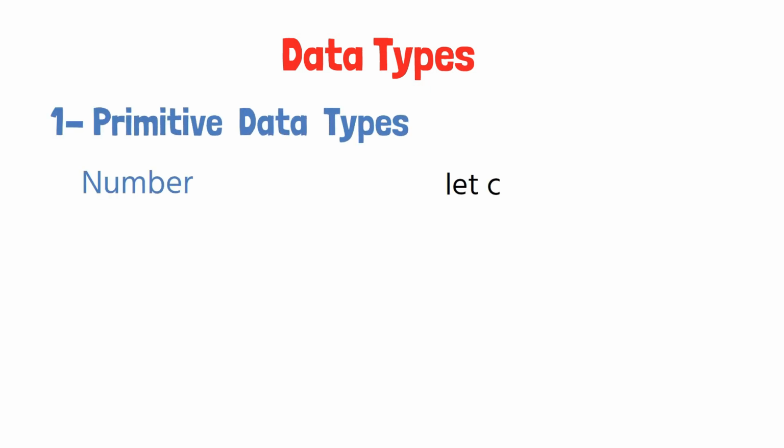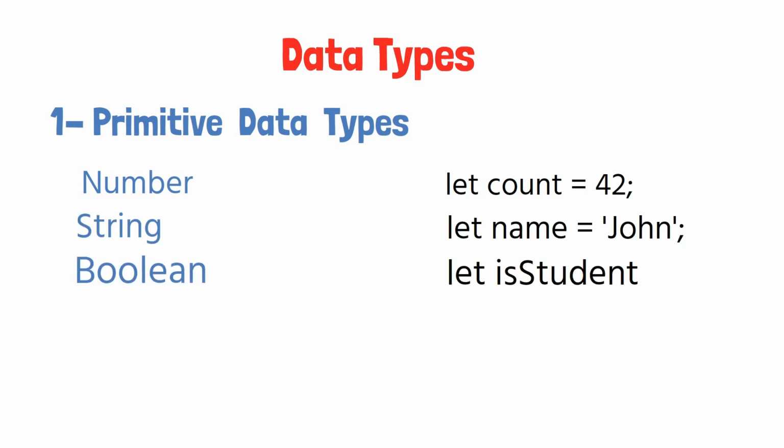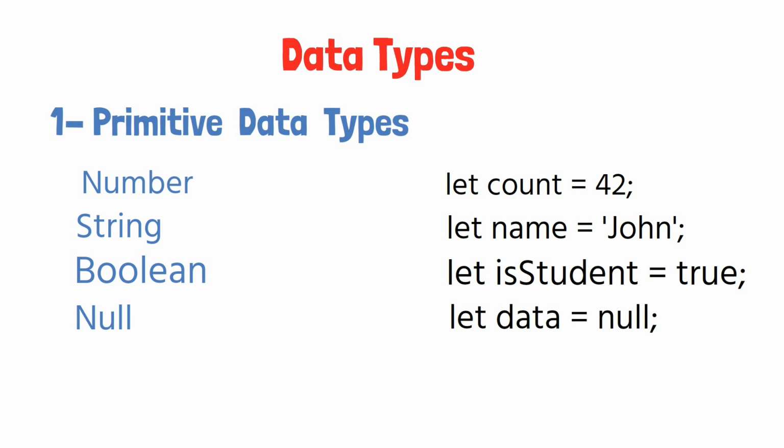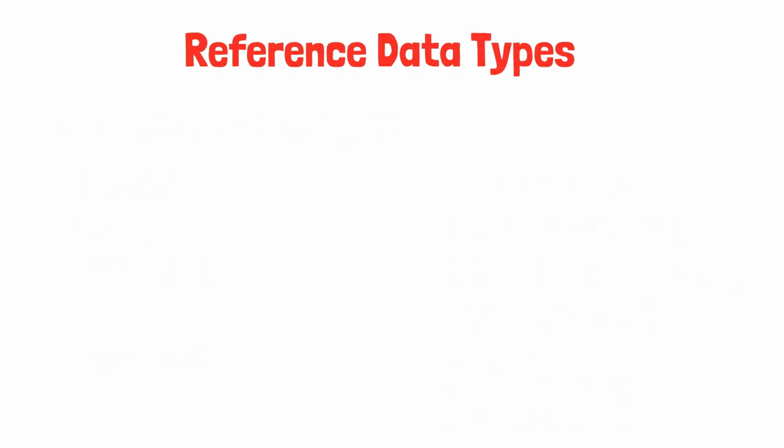Data types. JavaScript has several built-in data types. Primitive data types. Reference data types.